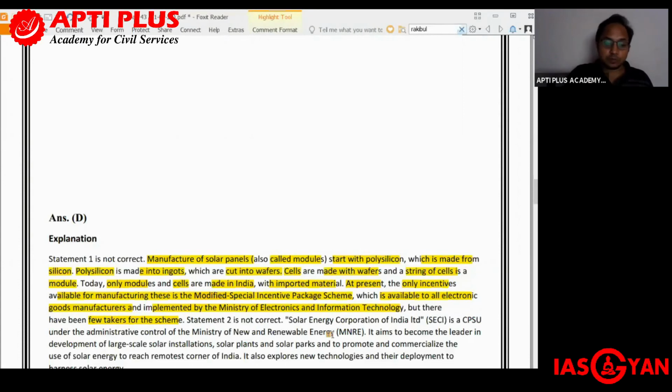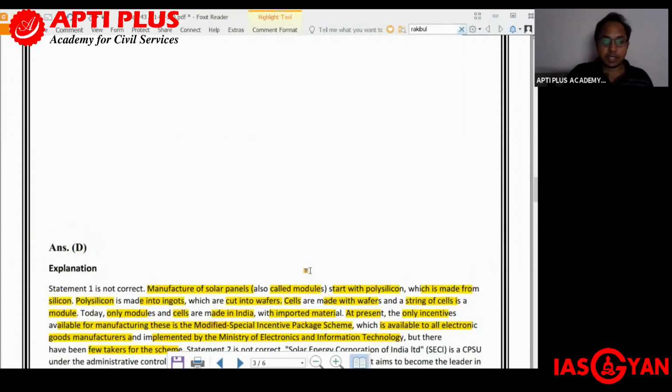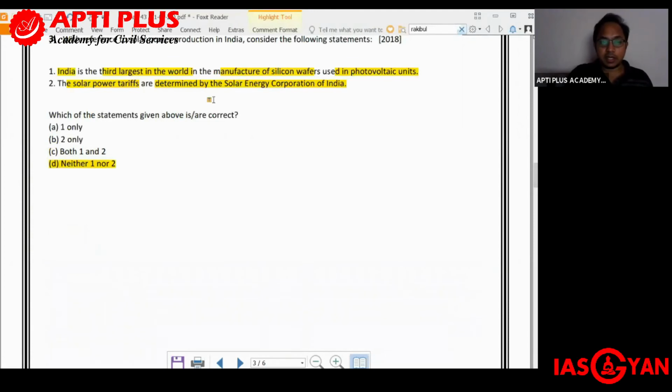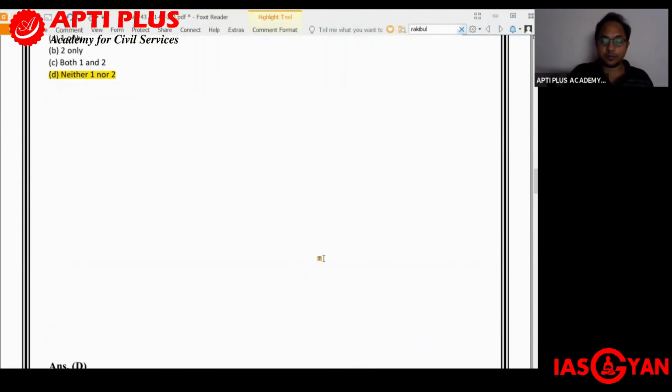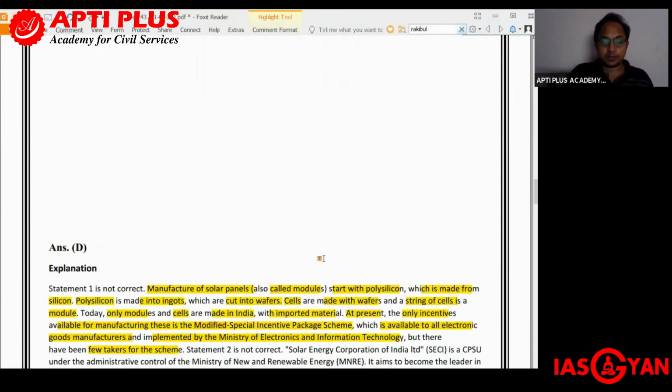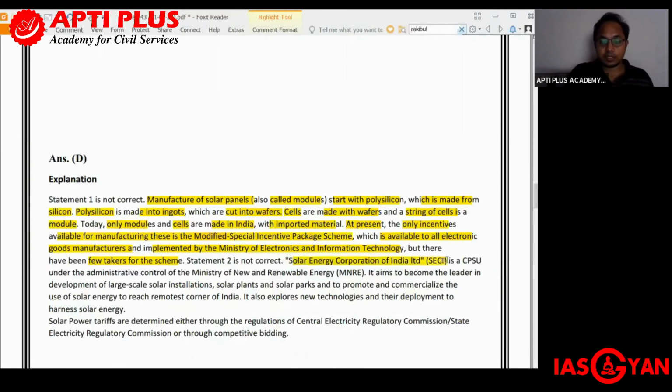Coming to statement number 2, it was saying that the solar power tariffs are determined by the Solar Energy Corporation of India. So here we get to see that the Solar Energy Corporation of India is a CPSU, a Central Public Sector Unit, under the administrative control of the Ministry of New and Renewable Energy.